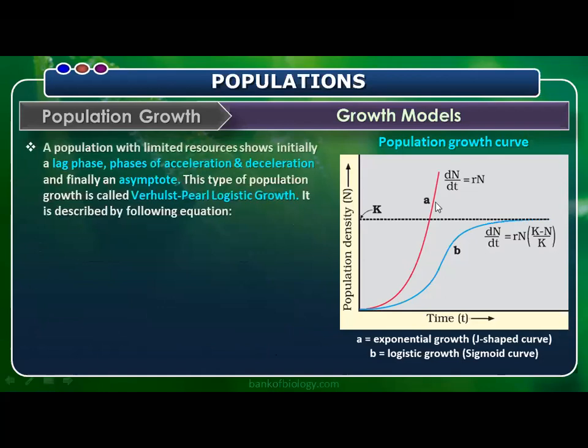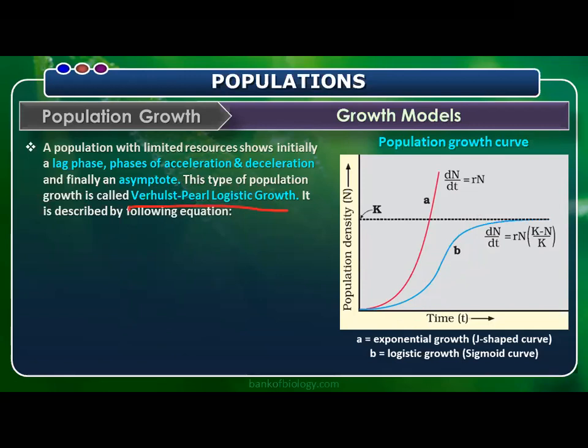Then what about the phases? A population with limited resources initially shows a lag phase. Then after that, a logarithmic phase with phases of acceleration. If it increases more, then deceleration comes. Then it finally reaches the normal growth curve. So you should understand it like this: a sigmoid shaped growth curve, and finally an asymptote. What is the meaning of asymptote? Carrying capacity. This type of population growth is called the Verhulst-Pearl logistic growth curve.